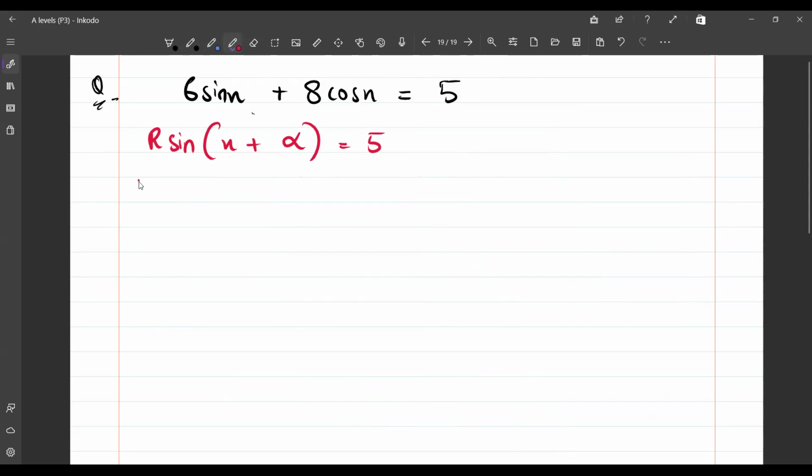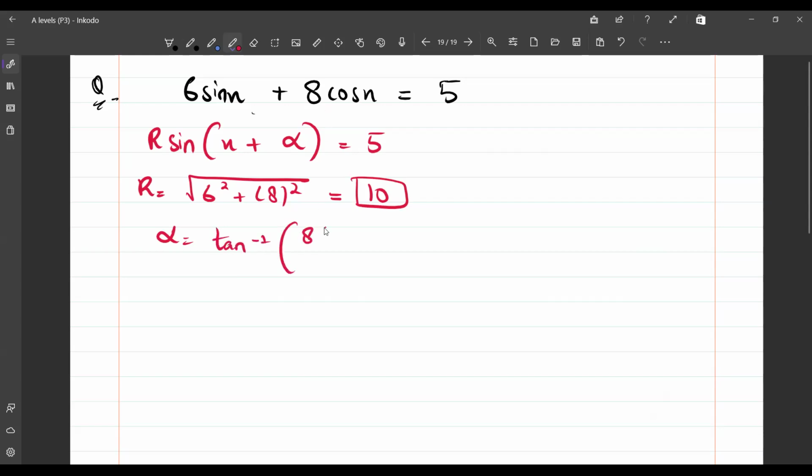All right. So we need to calculate the value of r. r is under root a square plus b square. Under root a square plus b square is 10. All right. And similarly, what is alpha? Alpha is tan inverse b upon a. If we solve it, we will get 53.1 degrees. All right.